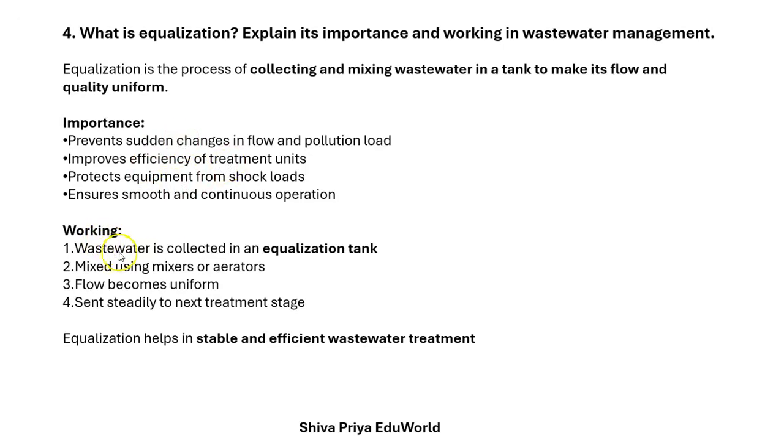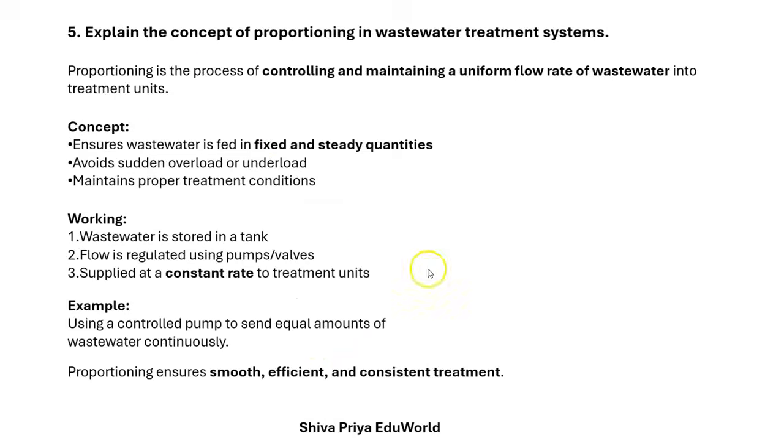How does it work exactly? The wastewater is collected in an equalization tank. After that, we use mixers and aerators. After mixing, the flow will be uniform, equally distributed, and it is sent steadily to the next treatment stage. This is how equalization works. Equalization helps in stable and efficient wastewater treatment. Clear? Let us move to the next question.